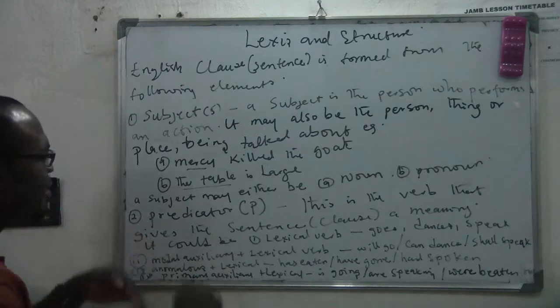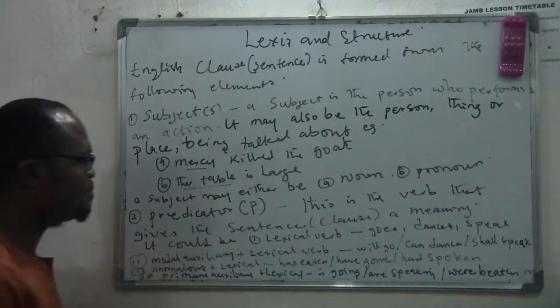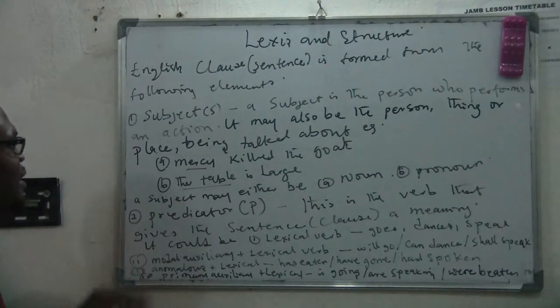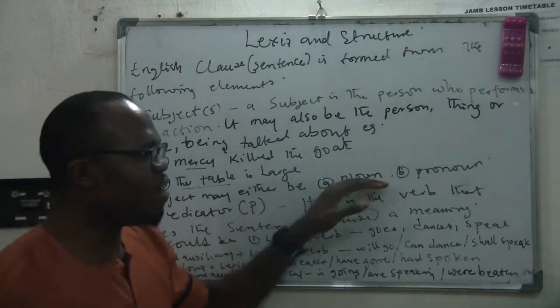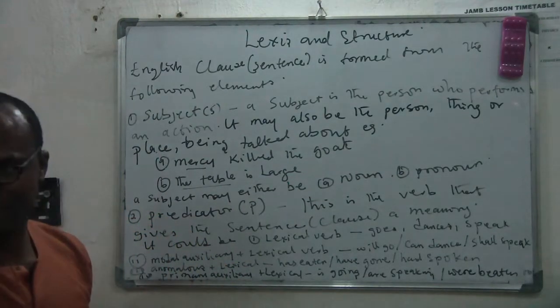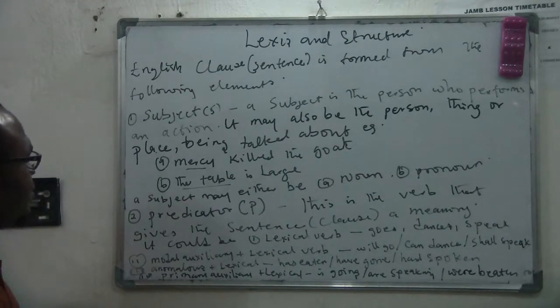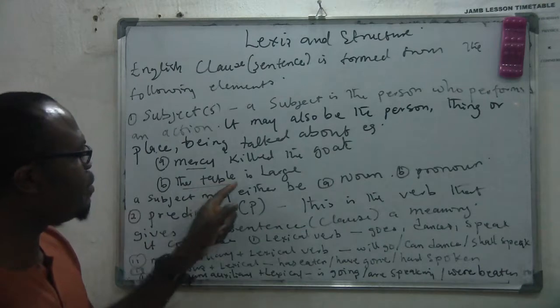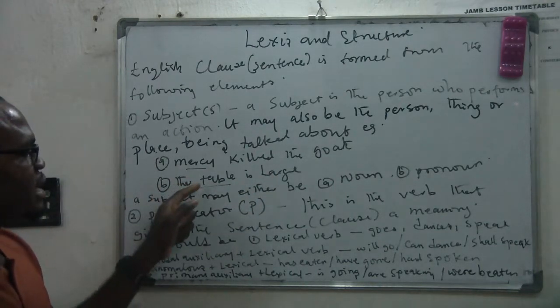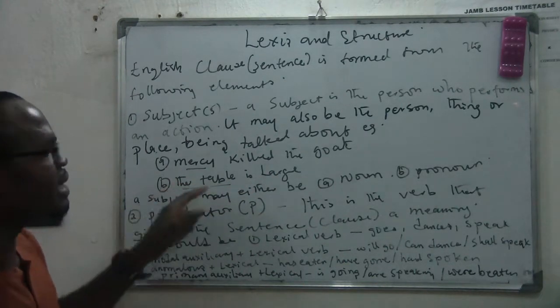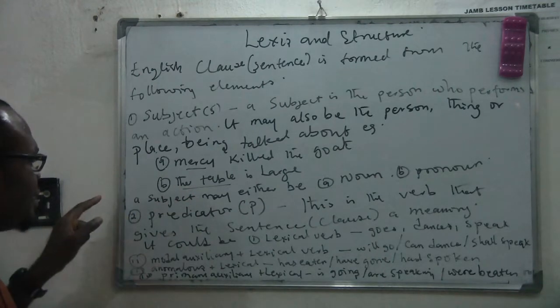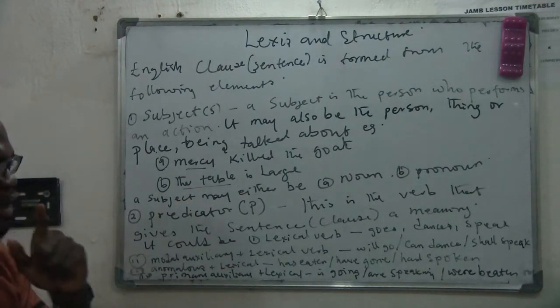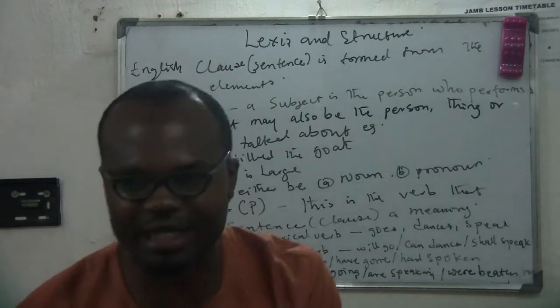The second example says the table is large. Is that clear? The subject may either be a noun or a pronoun. You have explained what noun and pronoun is. Messi is the name of a person, so it's a noun. Now when you say the table is large, what is being talked about? The table. So that makes the table the subject, isn't it?